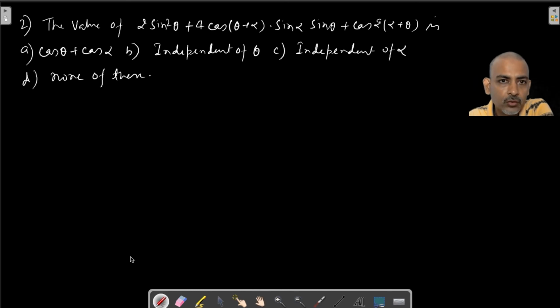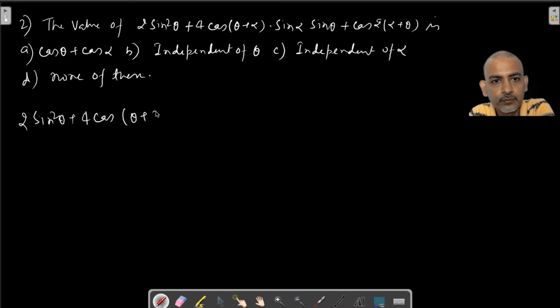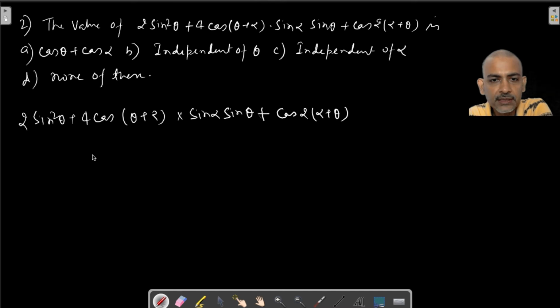So we have got what? We have got 2 sin square theta plus 4 cos theta plus alpha into sin alpha into sin theta and then cos of 2 alpha plus theta. Okay, when you look at this expression, you are getting some sort of clue. Somewhat oddly there is a 4 over here, and then there is a cos theta plus alpha, and this cos 2 alpha plus theta is also there over here.